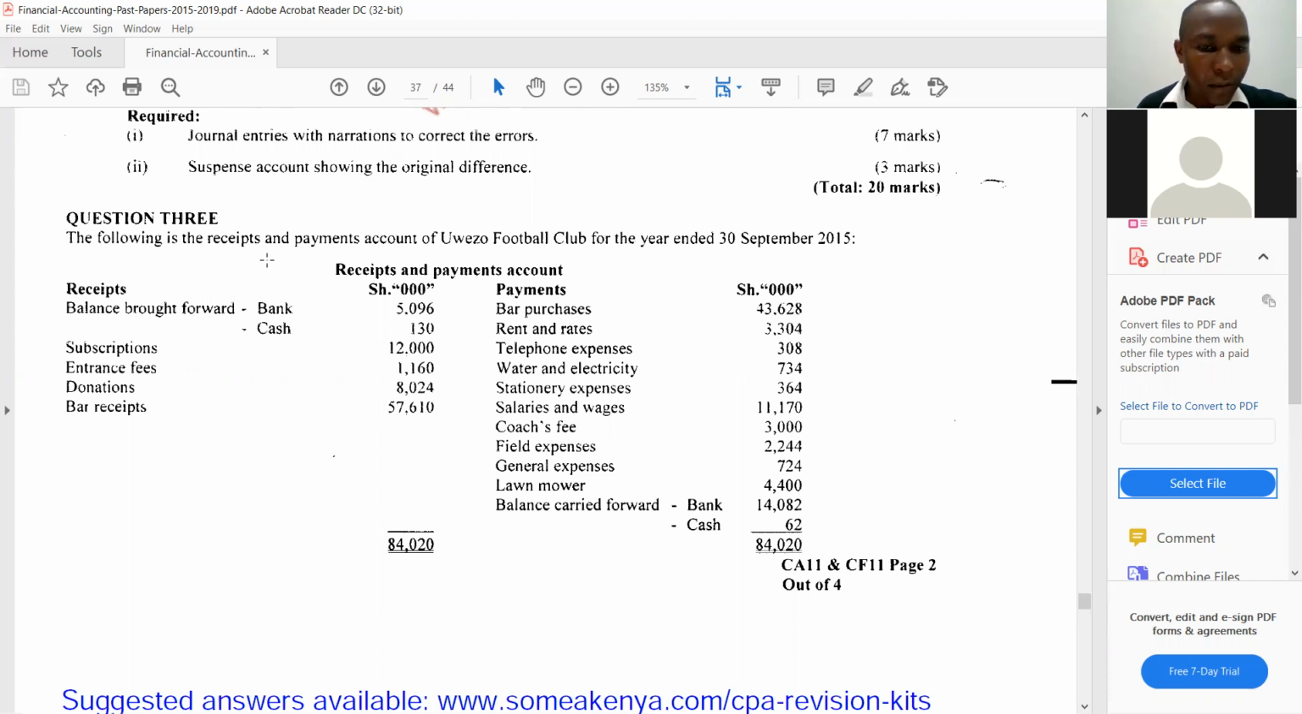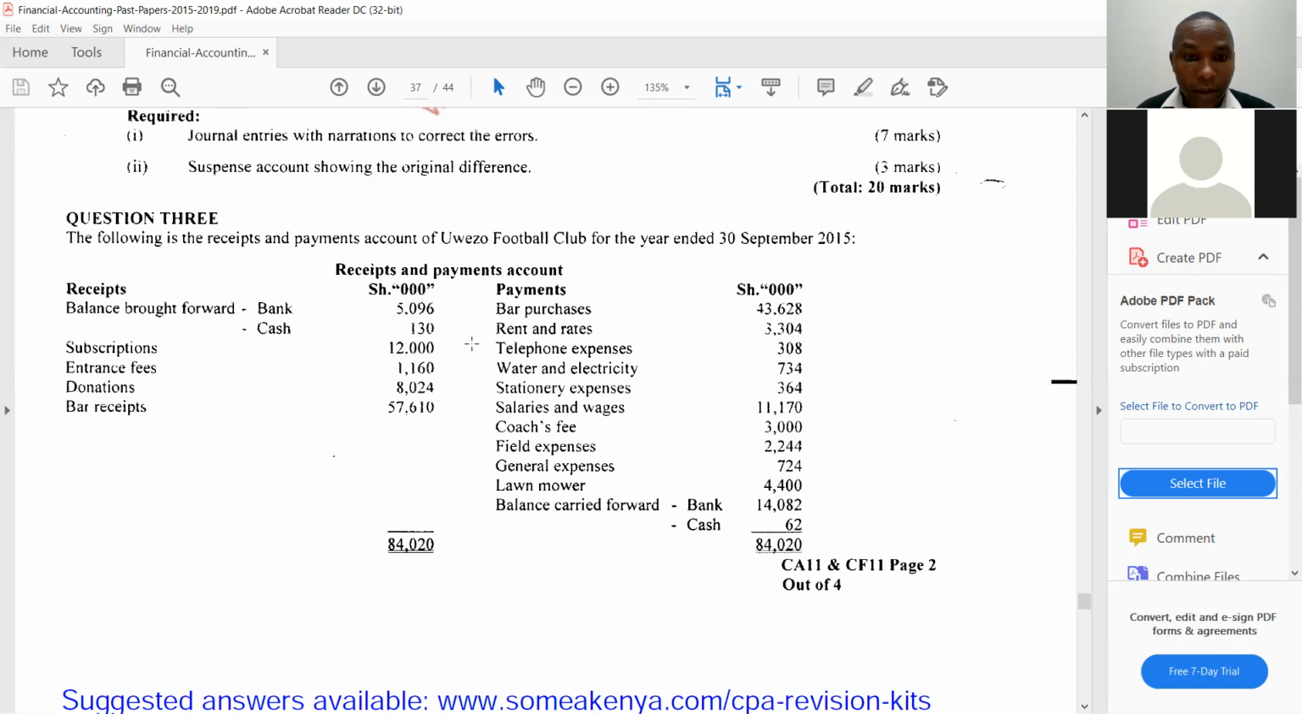The question reads: the following is the receipt and payment account of Uwezo Football Club for the year ended 1st September 2015. Here we have the cash book, the receipt side and the payment side. In the receipt side, on the debit side, we have the balance of bank cash, subscription, entry, donation, and receipt. All those are incomes. And then we have the payments: purchases, rent and rates, all the way to general expenses.